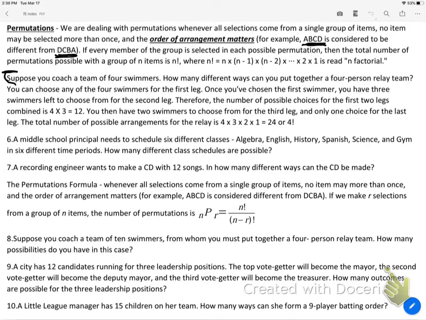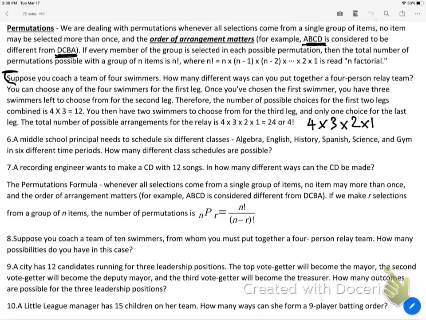4 swimmers. Now we're going to use all 4 swimmers. So think about this. Who's going to go first? I've got 4 choices. Whoever goes first has gone, so I've only got 3 choices left. Whoever goes second has gone, so I've only got 2 choices left, and so on. So that is 4 times 3 times 2 times 1, which gives me 24.